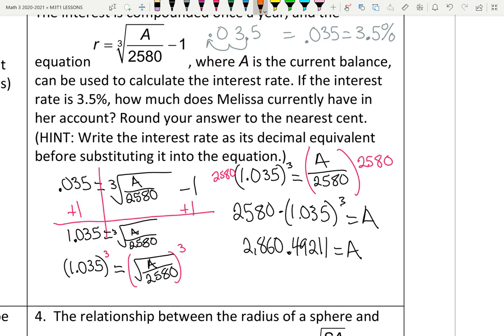I need it to be money, right? So 49 cents. The A value is going to be equal to 2,860 and 49 cents. Even if there's decimals involved, notice how I applied the same principles.